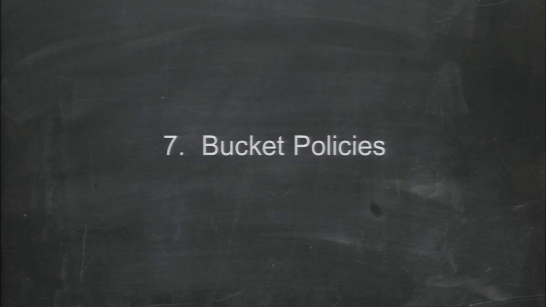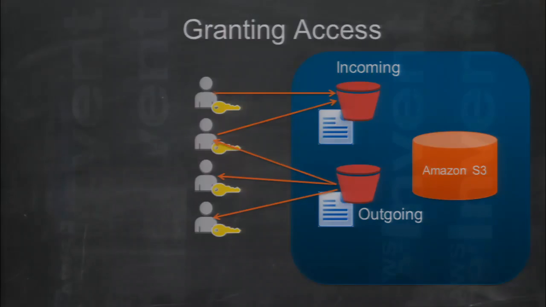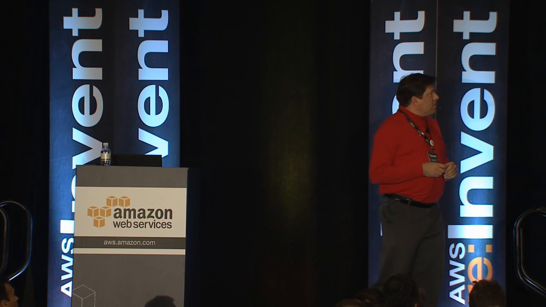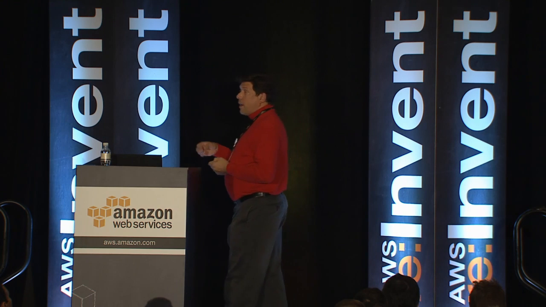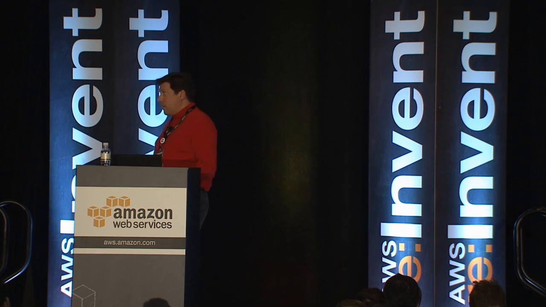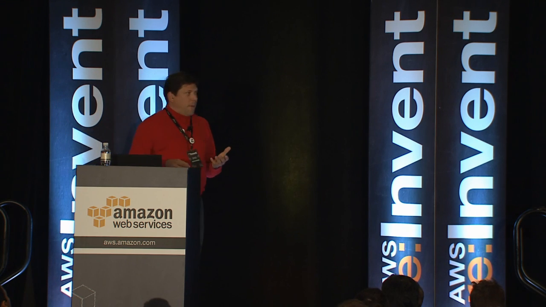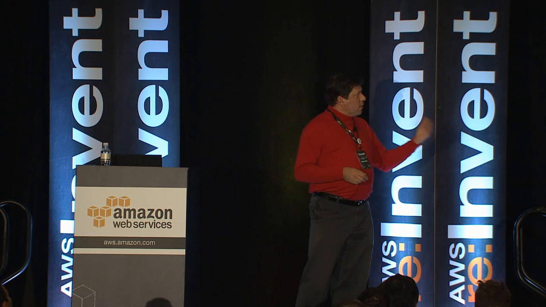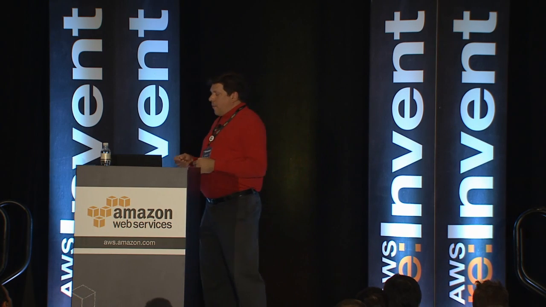Next, bucket policies. Bucket policies are a fairly rich access control management system that you associate with each of your buckets. What it's really good for is granting access. A great use case is to grant access to, say, your partners, where you set up a policy that would let your partner put objects into a certain bucket, or you may have an outgoing bucket where you allow your partners to get the data out of S3.